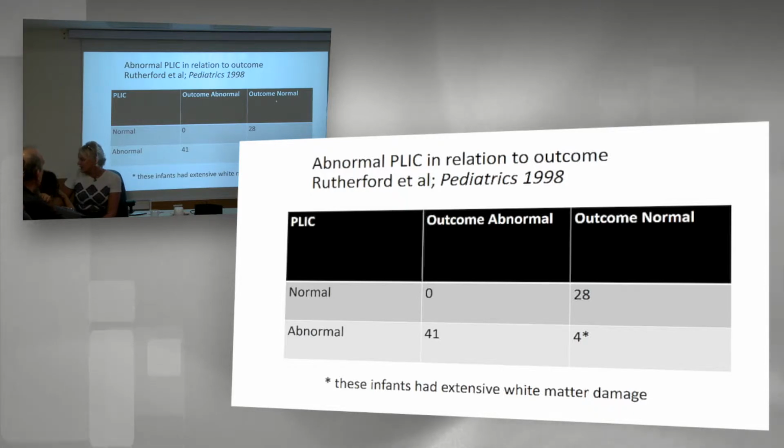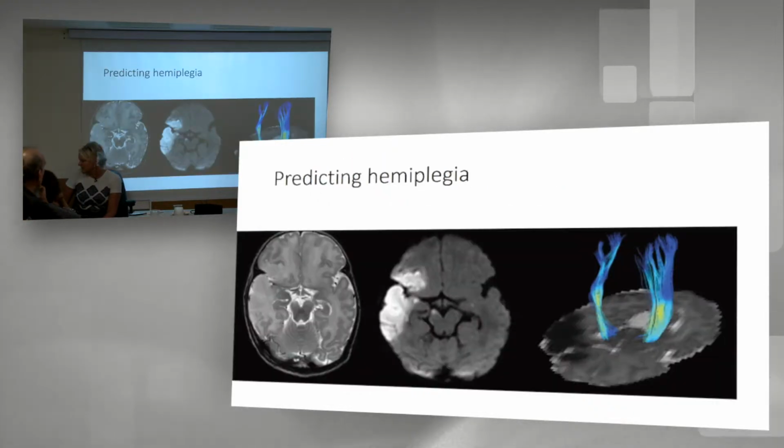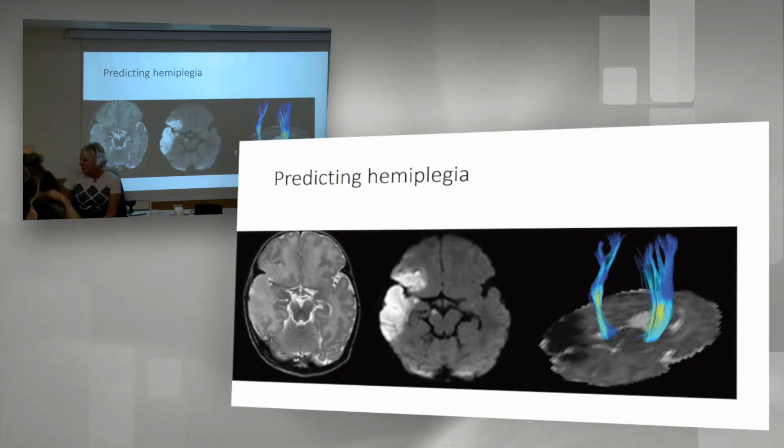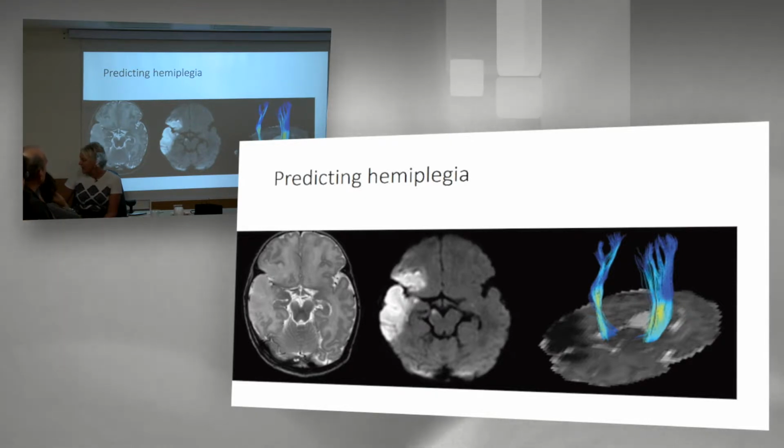If the PLIC was present, the chances of universal good outcome was present, except for 4 children who also had extensive white matter damage. Now we can also do very fancy things, particularly for infants, and this is an infant with a middle cerebral artery stroke, as you can see here, and on the T2 with the loss of the cortical ribbon and the swelling. We can look by diffusion tractography at the posterior limbs of the internal capsule, and you can see the impairment in the size of this compared to this.